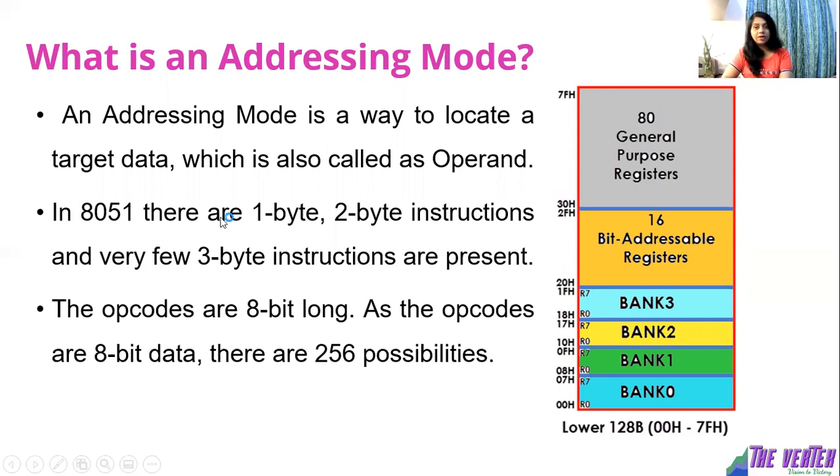In 8051, there are 1 byte, 2 byte and 3 byte instructions. That means there are three types of instruction: 1 byte instruction, 2 byte instruction and 3 byte instruction. So this is the length of instruction. The opcodes are 8-bit long. As opcodes are 8-bit data, there are 256 possibilities.